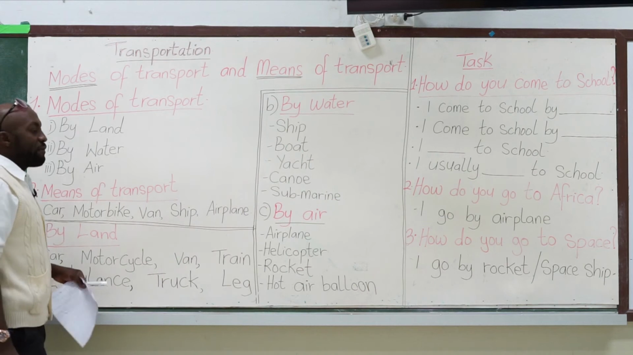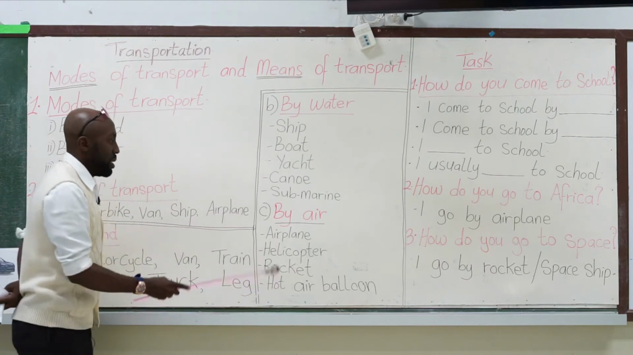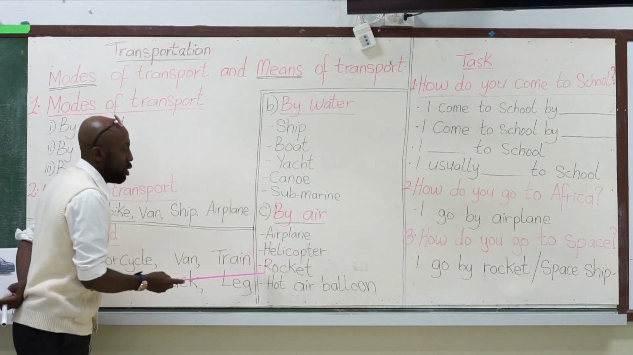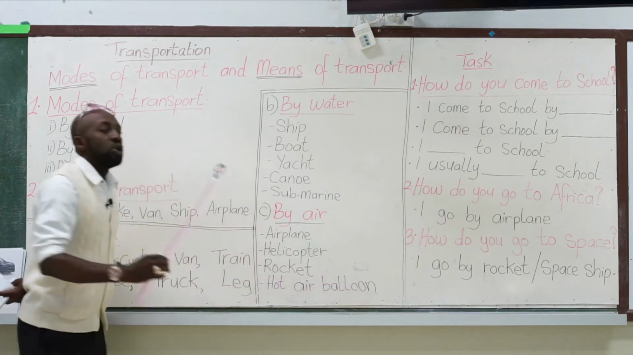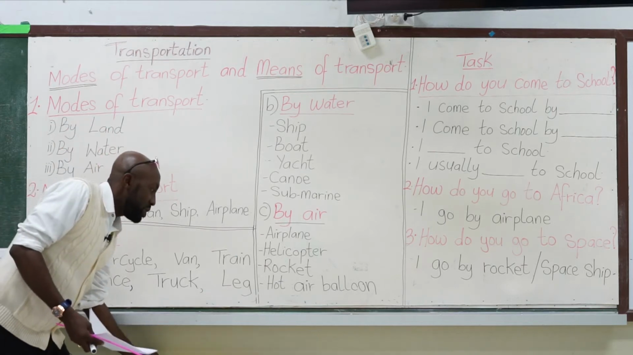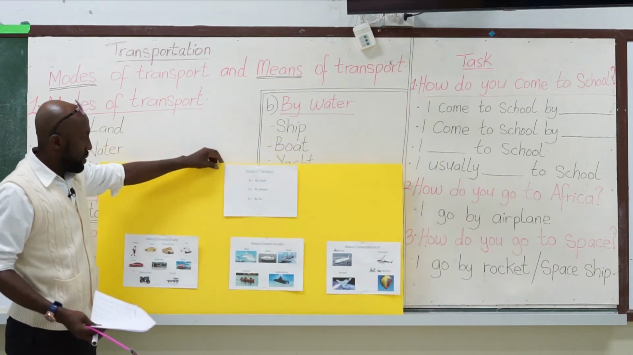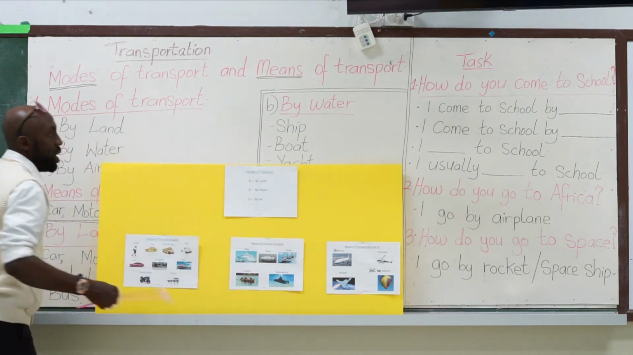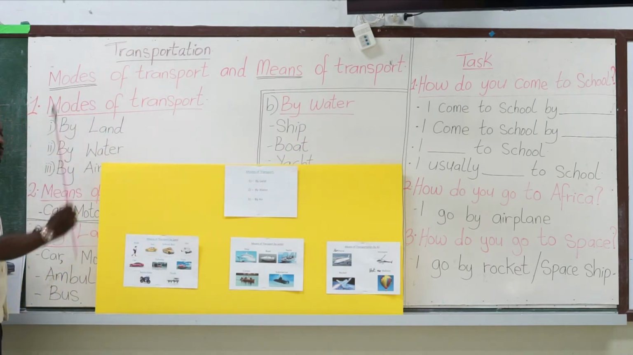And then we have means of transport by air. Airplane, helicopter, rocket, hot air balloon. Do you understand? Okay, so now, students, let's look at this chart. So here is a summary of this vocabulary you have on the whiteboard.